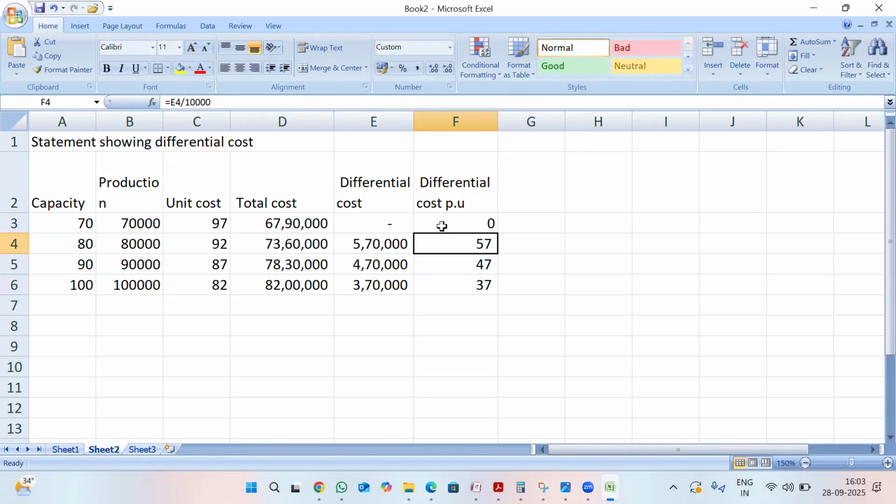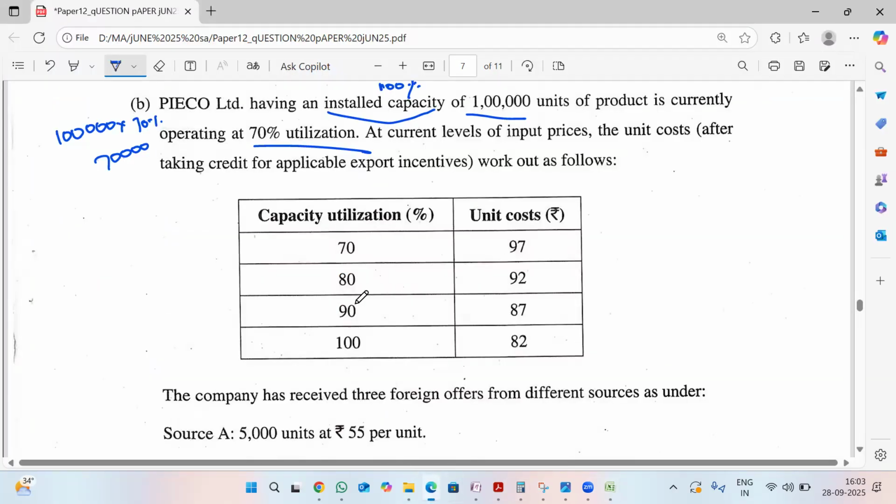I will tell you why this step is required going forward. So now I want to calculate whether the export order should be accepted or not. So we have export orders from different sources. We have source A, source B, source C.